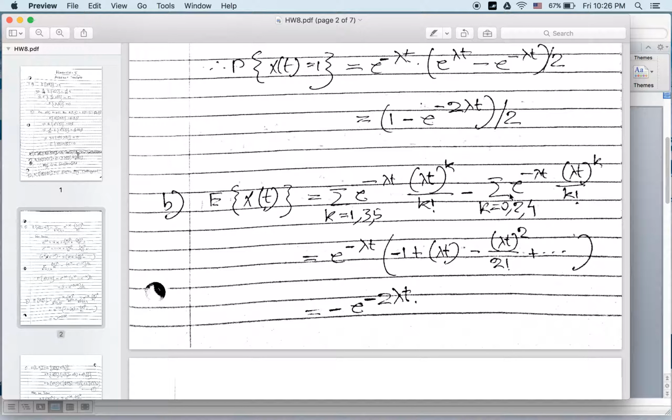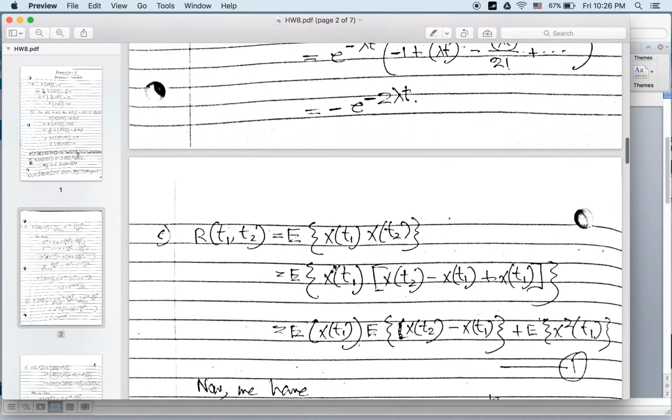We take the summation over all the even points, and here the summation over all the odd points. When we simplify the summation form, we see that this is nothing but the expansion of e to the power minus lambda t. So this is e to the power minus lambda t times minus e to the power minus lambda t. Taking the multiplication, that comes to minus e to the power minus 2 lambda t. So that's the expectation of X(t).